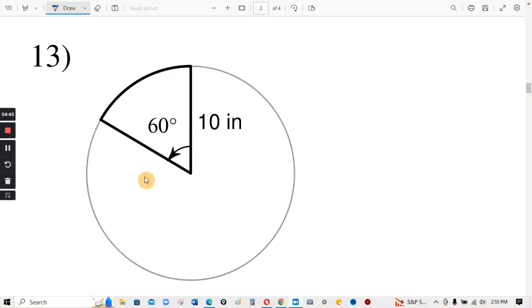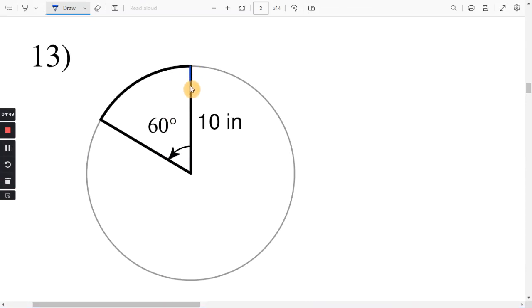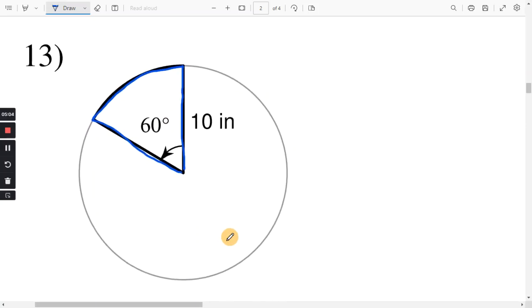All right, let's look at number 13. The part of the circle we're trying to find the area of is in boldface. So it's going to be this sector right here that is in boldface. The area inside here is what we're trying to find.